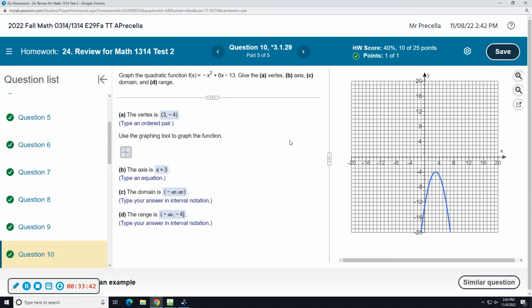To determine the range, you have to look back at your graph. Determine if the vertex is a maximum or minimum. If it's a minimum, it'll be that y coordinate and every number bigger than it. If it had been a maximum, it'd be the y coordinate of the vertex and every number smaller than that.